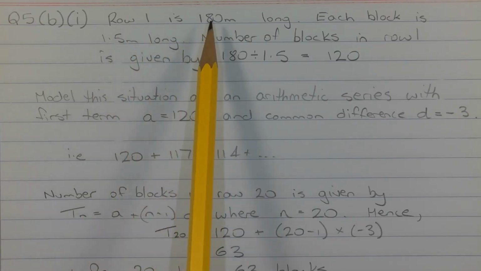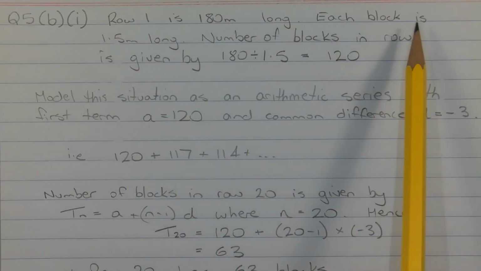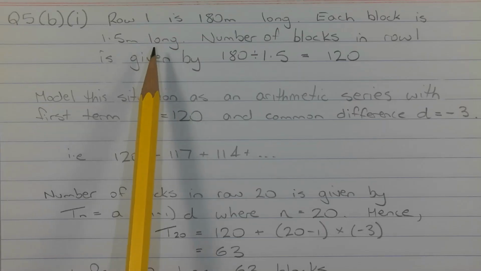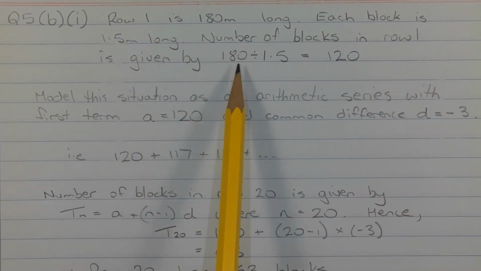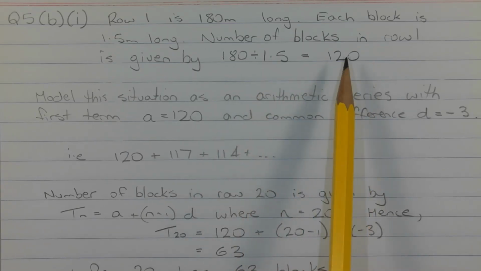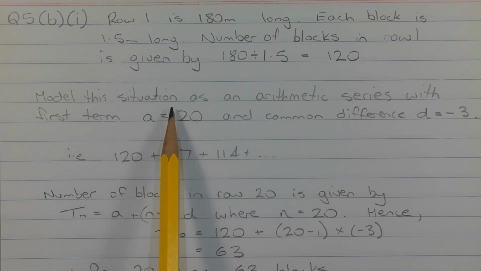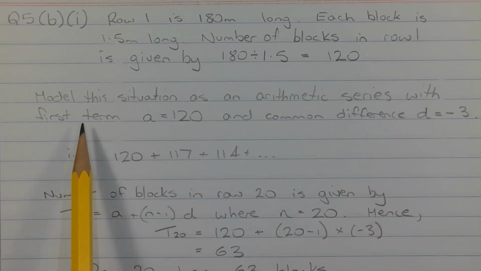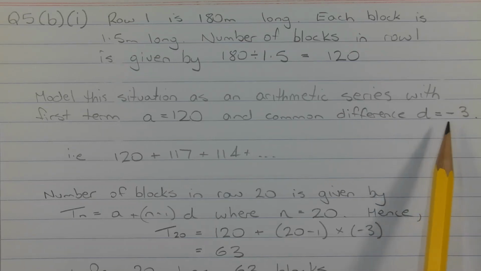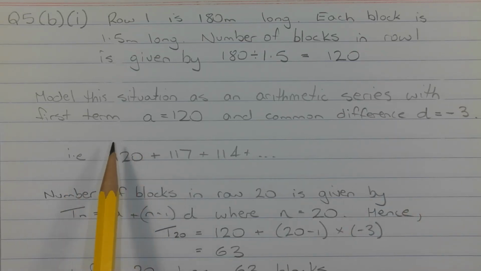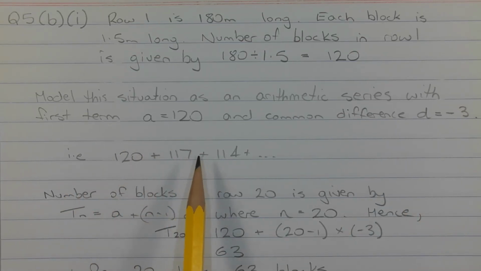Row 1 is 180 meters long. Now each block is 1.5 meters long. So the number of blocks in row 1 is given by 180 divided by 1.5, which gives us 120 blocks. We can model this situation as an arithmetic series with first term A equals 120 and common difference D equals -3, i.e. 120 plus 117 plus 114 and so on.